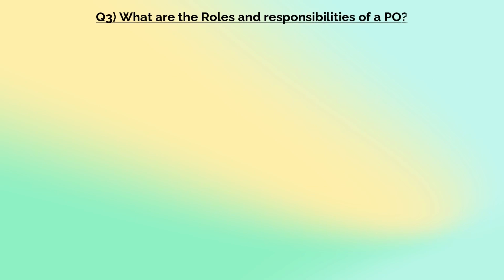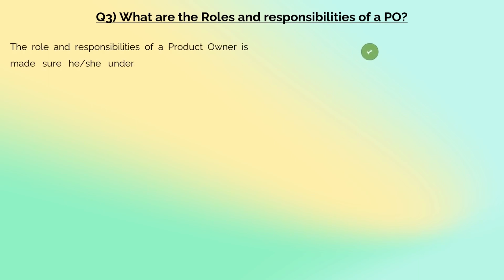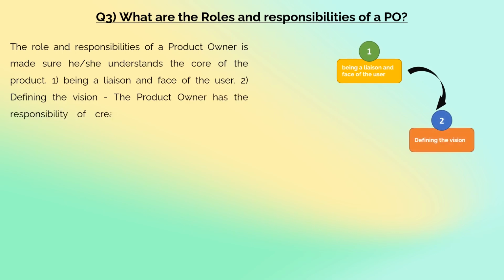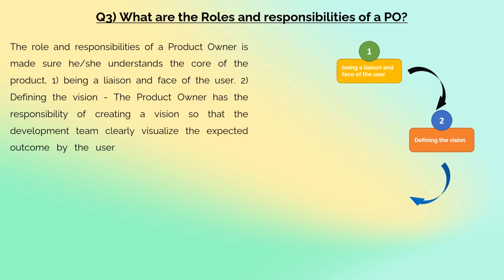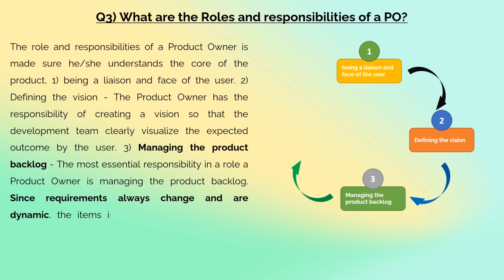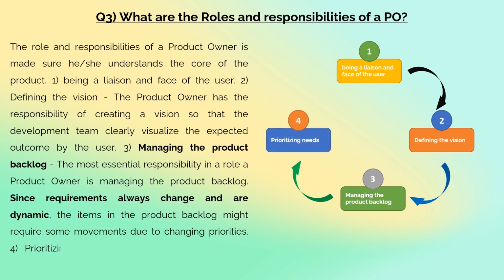What are the roles and responsibilities of a PO? The role and responsibilities of a product owner is to make sure he or she understands the core of the product. 1, being a liaison and face to the user. 2, defining the vision. The product owner has the responsibility of creating a vision so that the development team clearly visualizes the expected outcome by the user. 3, managing the product backlog. The most essential responsibility in the role of a product owner is managing the product backlog. Since the requirements always change and are dynamic, the items in the product backlog might require some movements due to changing priorities. 4, prioritizing needs. Making choices about the priority of product backlog items.